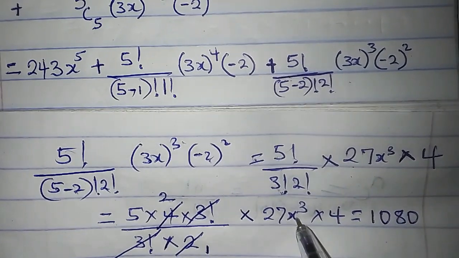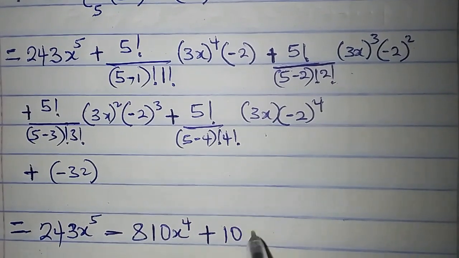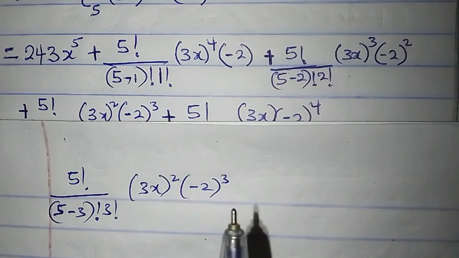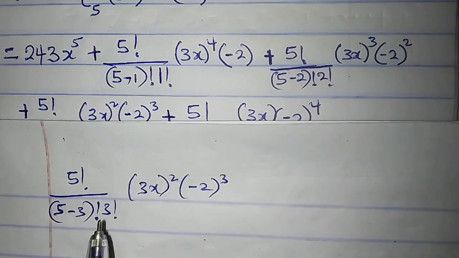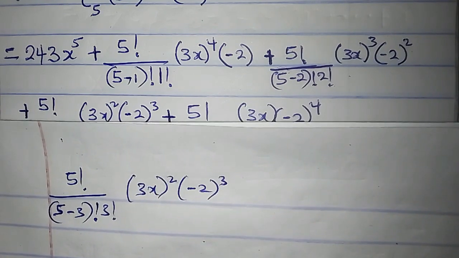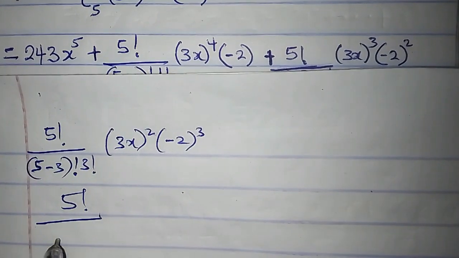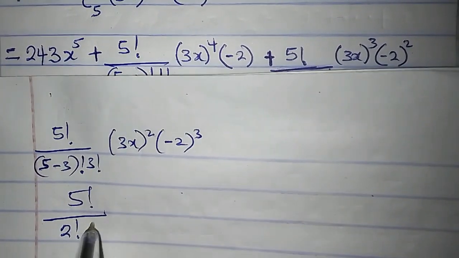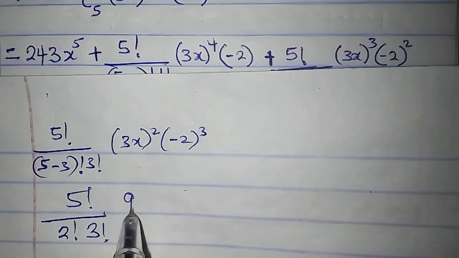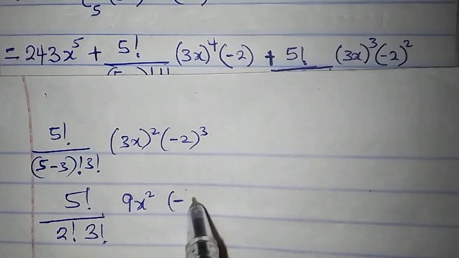1080 times x raised to the power of 3. Okay? Plus 1080x cubed. Then 5 factorial all over 5 minus 3 factorial times 3 factorial times 3x all squared times minus 2 to the power of 3. 5 factorial all over 5 minus 3, which is 2, 2 factorial times 3 factorial times 3 squared, which is 9. We have 9x squared. Minus 2 to the power of 3 is minus 8.